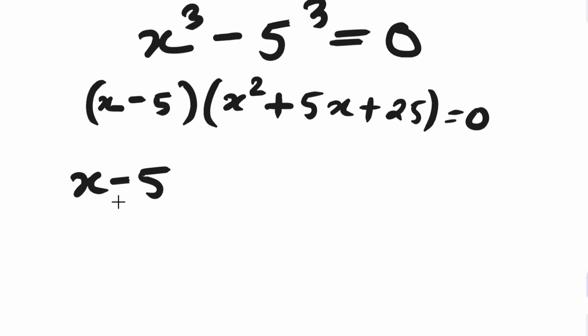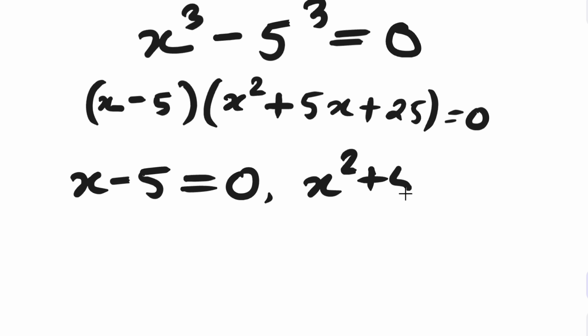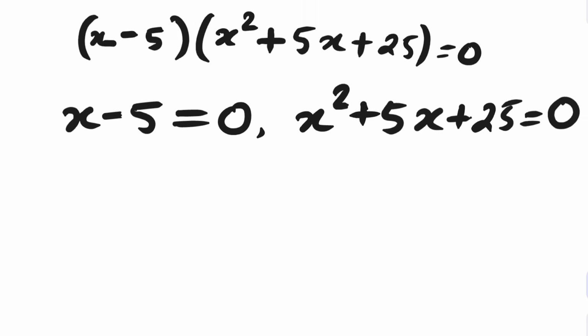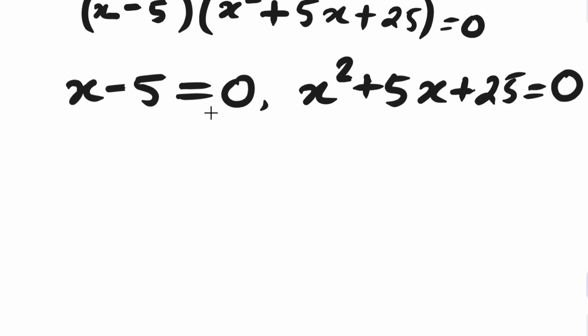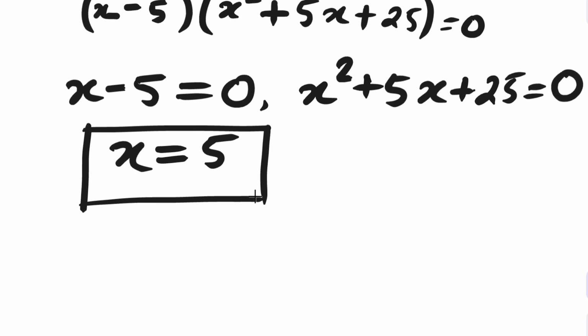The first case is x minus 5 equals 0, and the second case is x squared plus 5x plus 25 equals 0. Let's take the first case. x minus 5 equals 0. And from the previous equation, we get x equals 5. So that gives us our first root. And this is the real number solution that most people find right away.